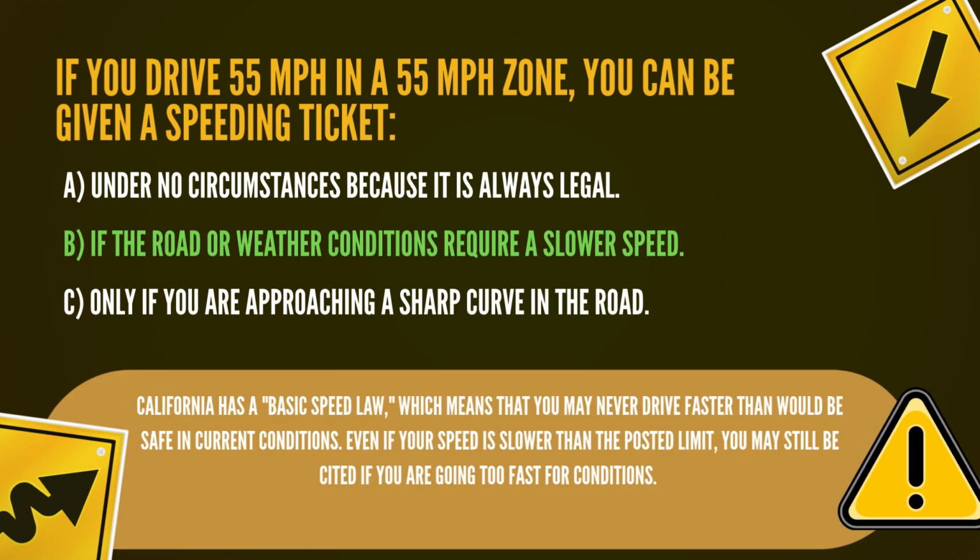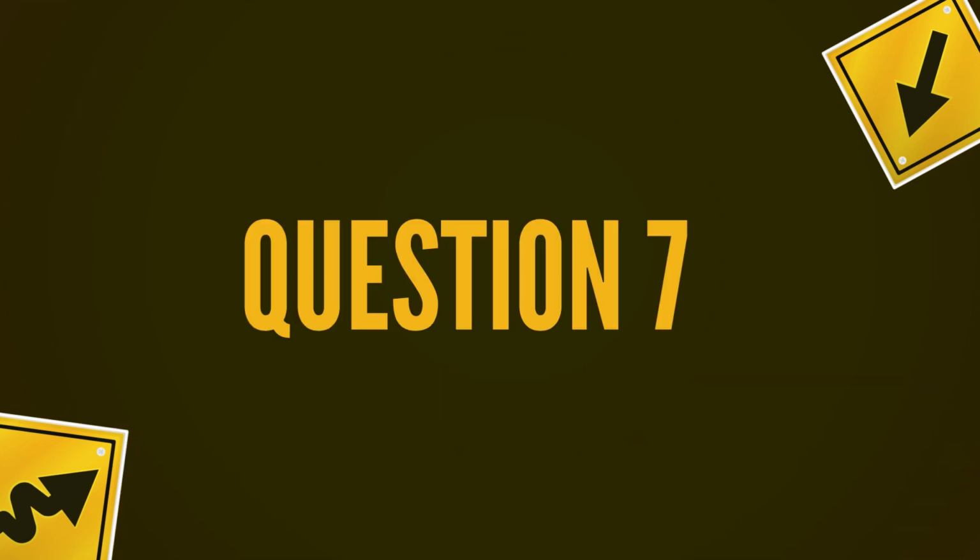Correct answer is option B. California has a basic speed law, which means that you may never drive faster than would be safe in current conditions. Even if your speed is slower than the posted limit, you may still be cited if you're going too fast for conditions.